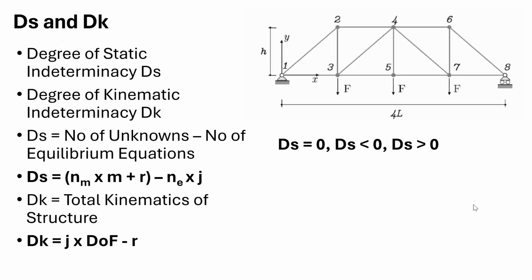Now Dk means what? What are the total kinematics in the structure? It is shown by Dk, the degree of kinematic indeterminacy. So how the nodes are behaving, how the nodes are going to displace, that will indicate the value of Dk. So how do we calculate Dk? Dk can be calculated by the number of joints multiplied by the number of degrees of freedom.